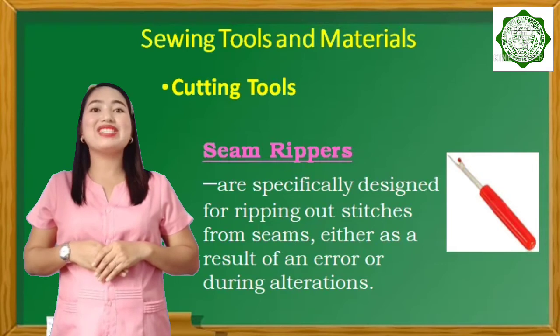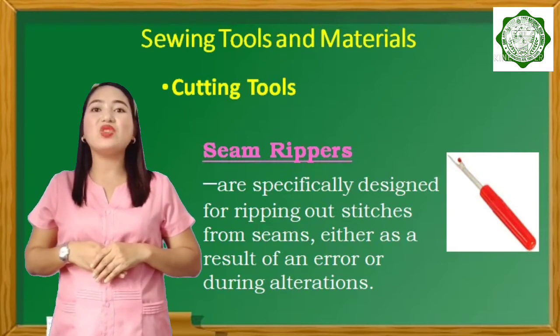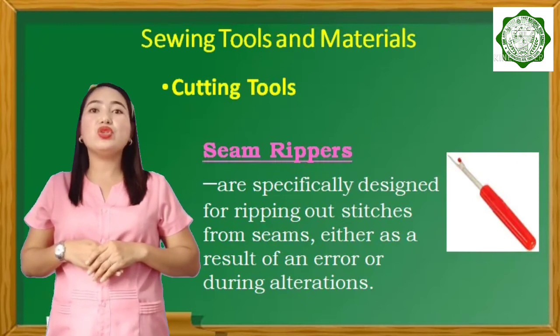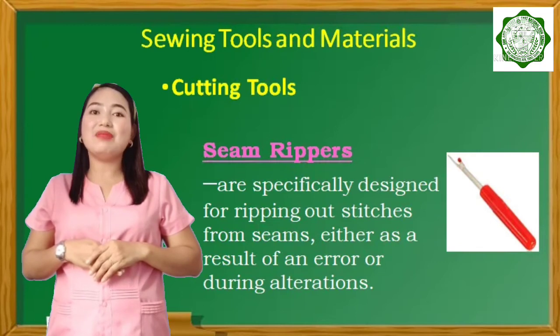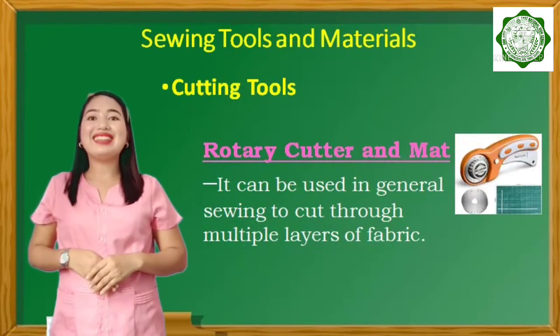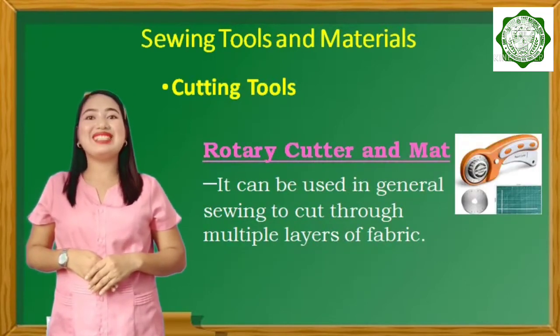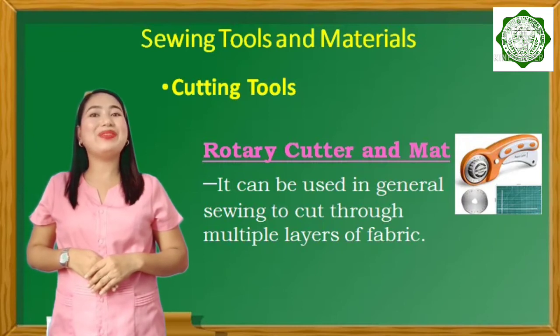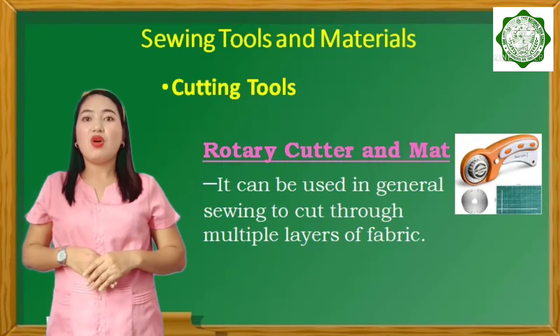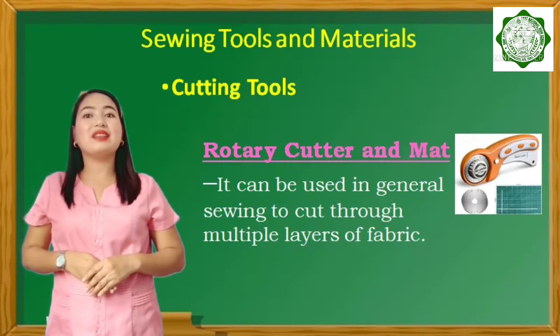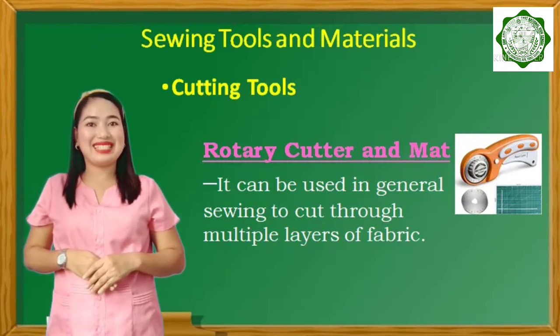Seam ripper is specially designed for ripping out stitches from a seam either as a result of an error or during alterations. They should be used carefully to prevent damage to the fabric. Rotary cutter and mat. It can be used in general sewing to cut through multiple layers of fabric. The rotary cutter is available in different sizes and different blades. When using a rotary cutter, work on a cutting mat to protect the blades and the cutting surface.